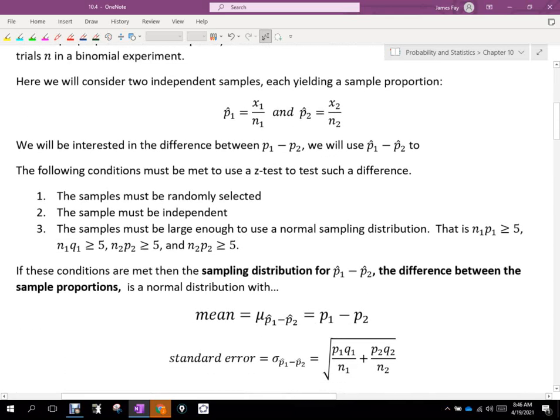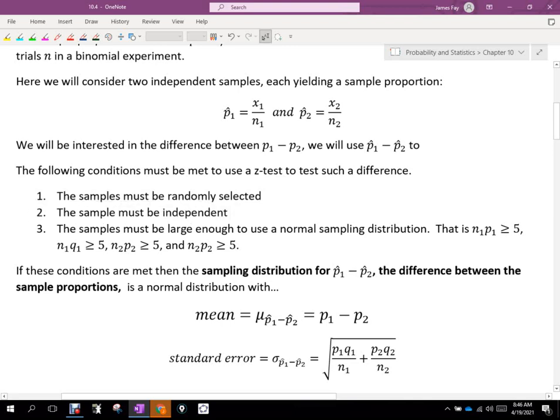These three things must be true in every hypothesis test that we've done so far. There have been conditions that have to be met in order for us to actually use the test. Samples must be randomly selected. If things are not randomly selected, then things are skewed, and the results that you get back are not accurate. Samples must be independent.